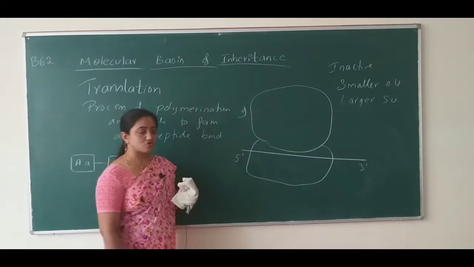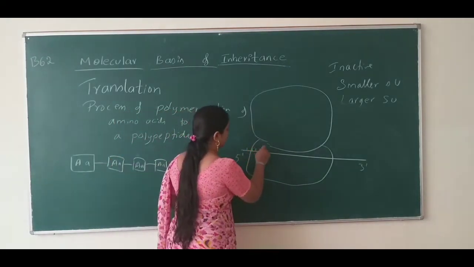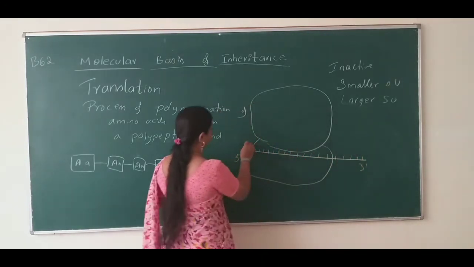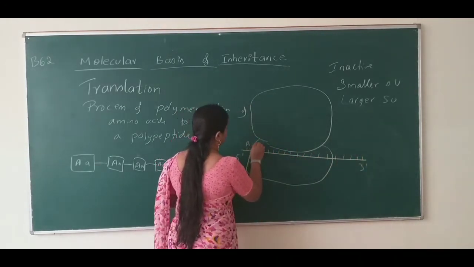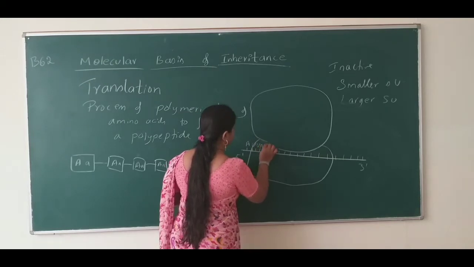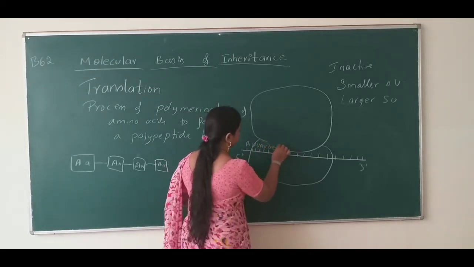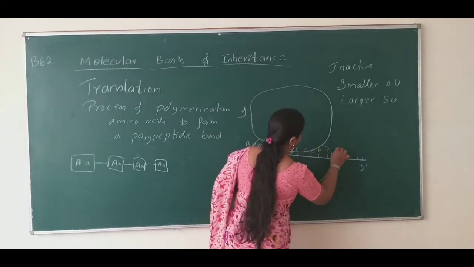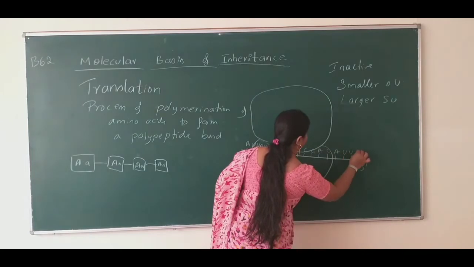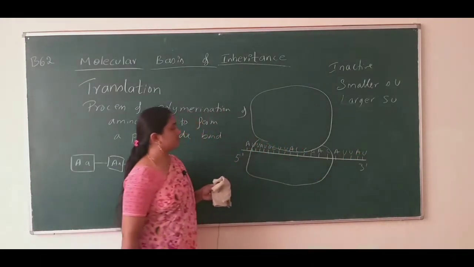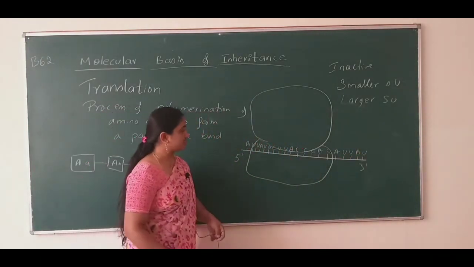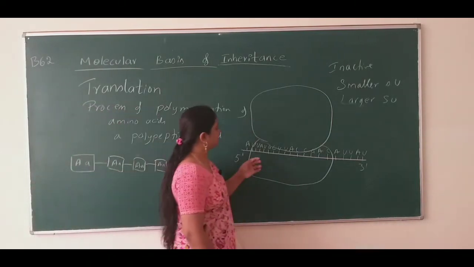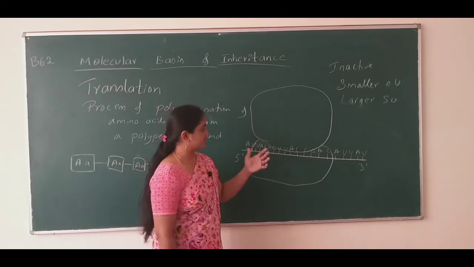And the codons will be, let me write the codons here: AUG, CUA, CC, GAC. Alright, only some imaginary triplet codons I have written here. So we are going to start the translation process.